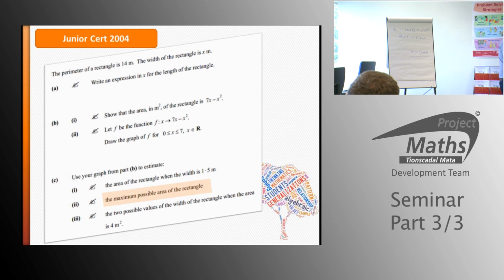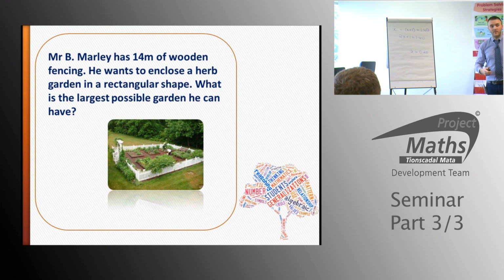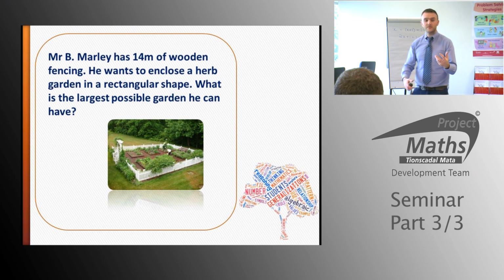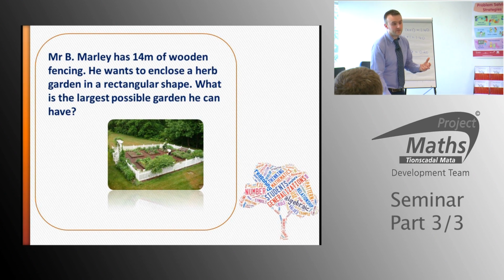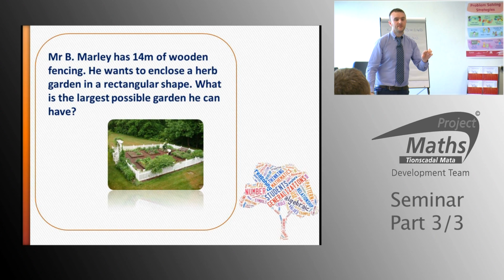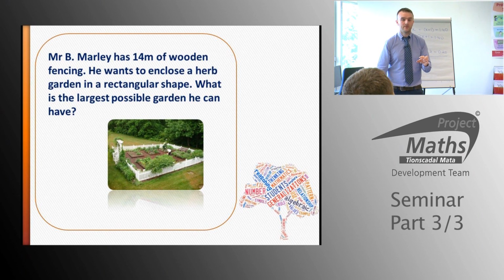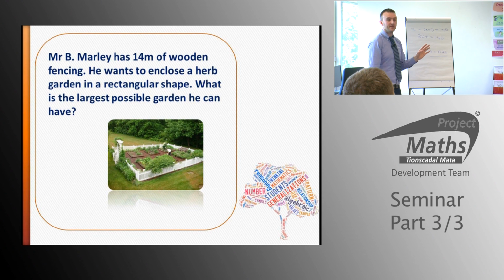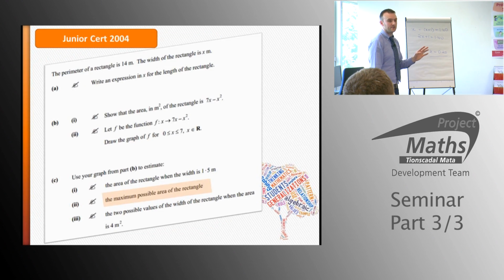So what I want you to imagine is, pull the whole thing apart. Take all the scaffolding out of it. And let's say it was this. It's a Mr. B. Marley, and he wants to enclose a herb garden. He's growing some herbs, but he's only got 14 metres of wooden fencing. And the question is, what's the biggest possible garden that he can have? Well, it's the same question as the previous one, isn't it?